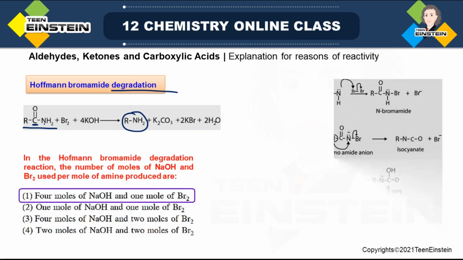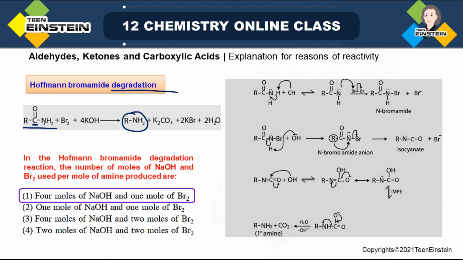Okay, let's discuss the mechanism first. The detailed mechanism I am not going into here, but it is shown. If you are interested, you can check it. And just remember, even if you can't remember the detail, at least try to remember what intermediates are produced.